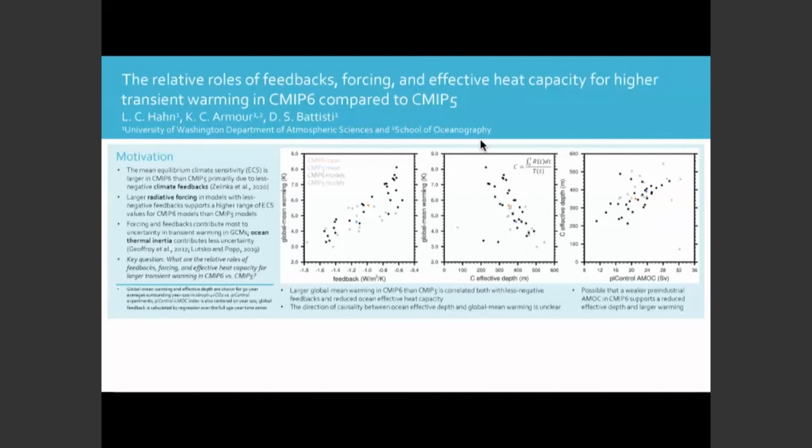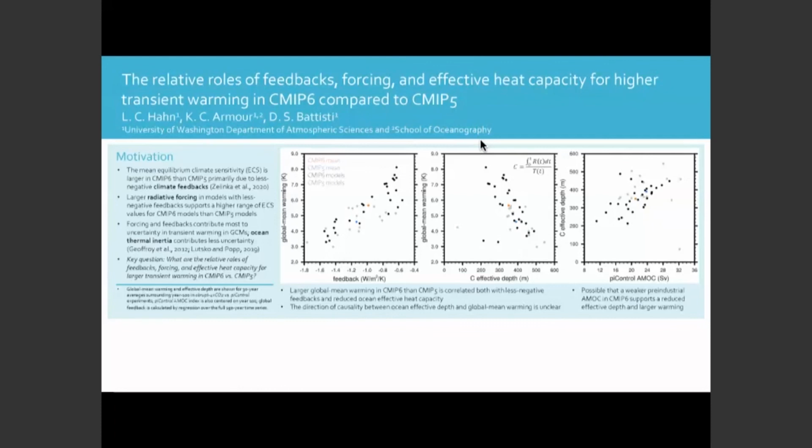So we used abrupt 4xCO2 and pre-industrial control experiments, and here are shown averages centered around year 100 after CO2 quadrupling for everything except for the feedbacks, which use the full 150-year time series of anomalies. And we can see larger global mean warming in CMIP6 models in black and the orange ensemble mean compared to CMIP5 models in gray and the blue ensemble mean.